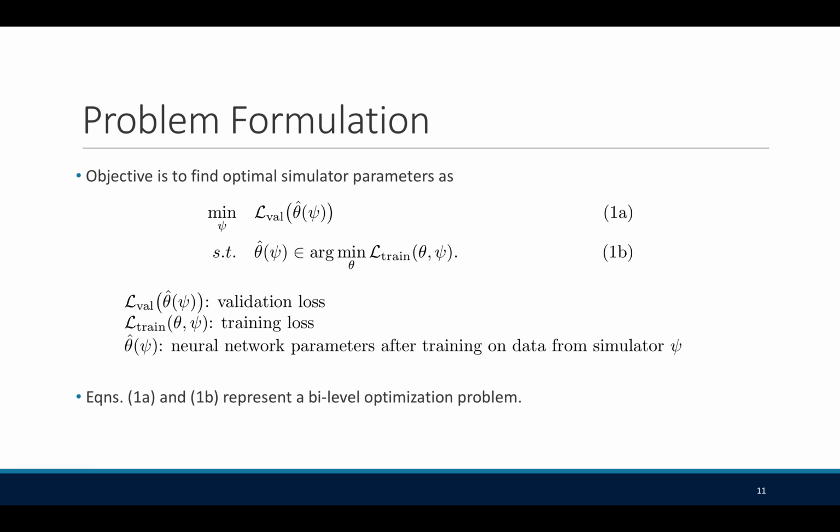The problem of finding optimal simulator parameters can be formulated as a bi-level optimization problem. Data is generated from a simulator with parameters psi. The data is used to train a neural network with parameters theta, and the objective is that this trained network should perform well on a real-world task where the validation loss is denoted as LVAL. Here, theta hat of psi denotes the neural network parameters after training on data from simulator psi. Equations 1a and 1b represent a bi-level optimization problem.